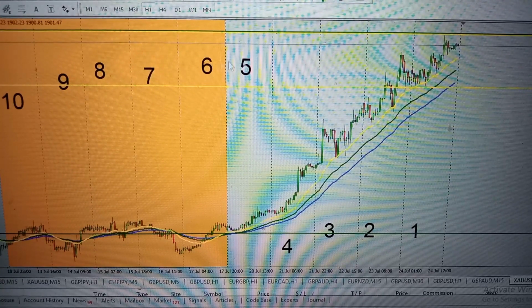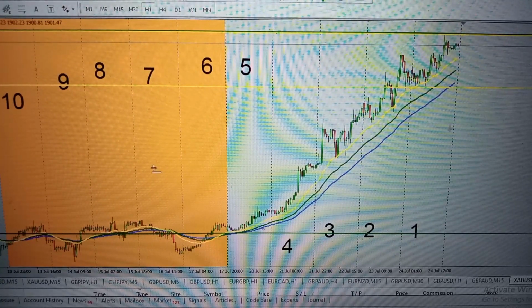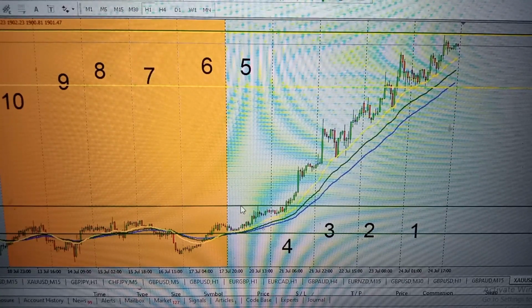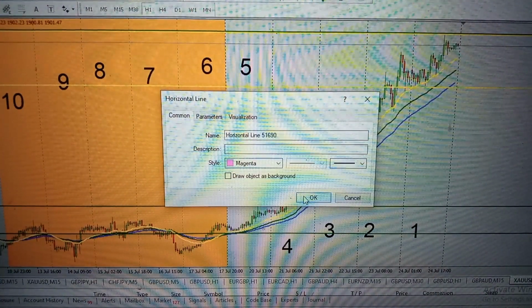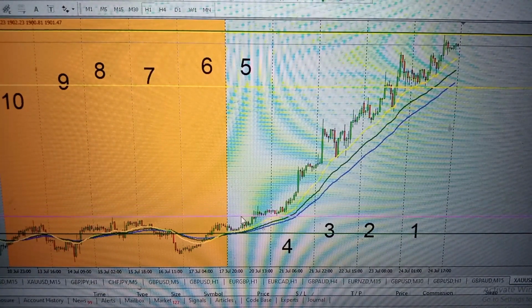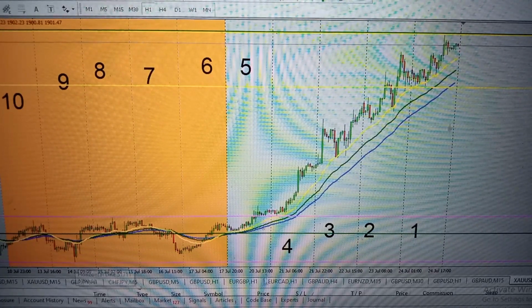So the next will be to map out the highest point for the last 6 to 10 days. This is the orange colored region here. The color for the horizontal line will be magenta. Let's select magenta. Okay, so the highest point in the last 6 to 10 days is around here. And then we're also going to map the lowest price point within that region. This is the lowest price point around here.